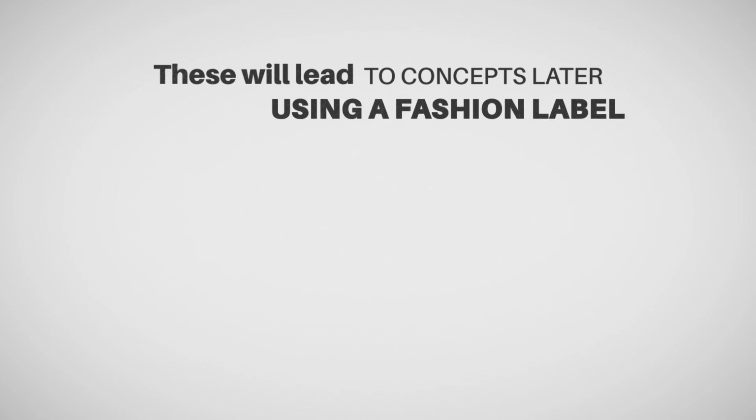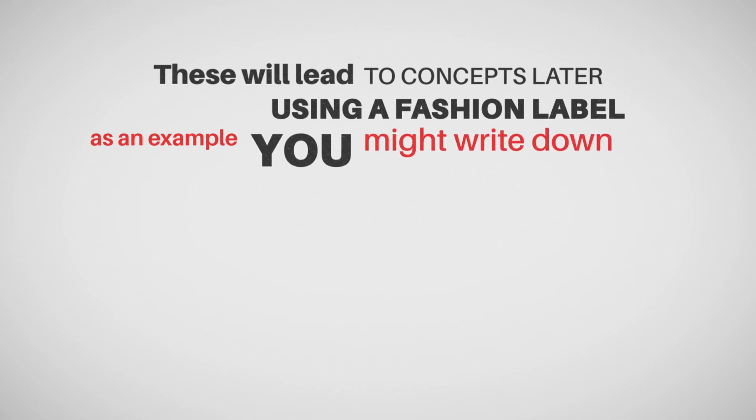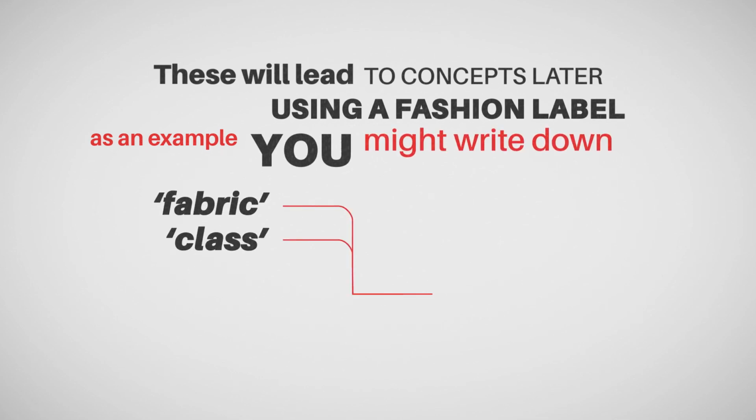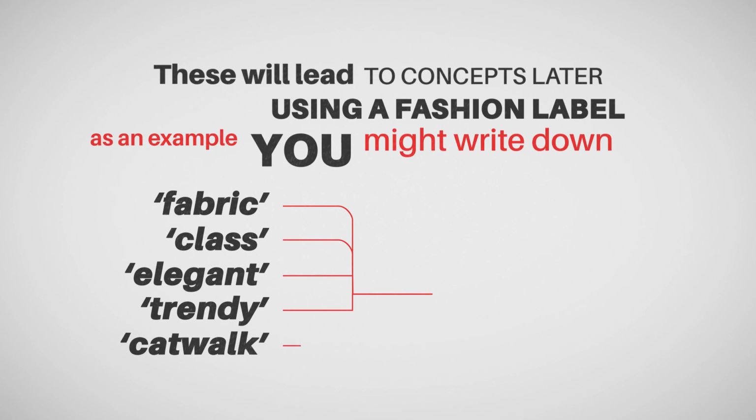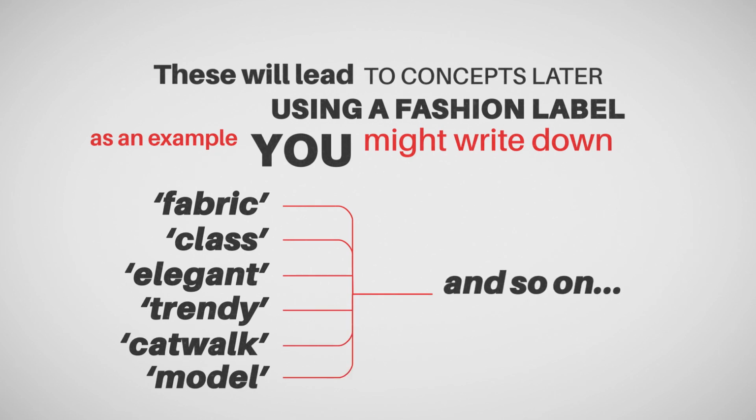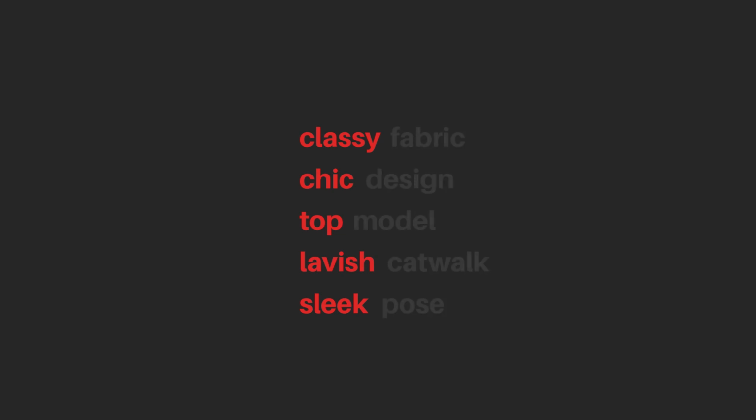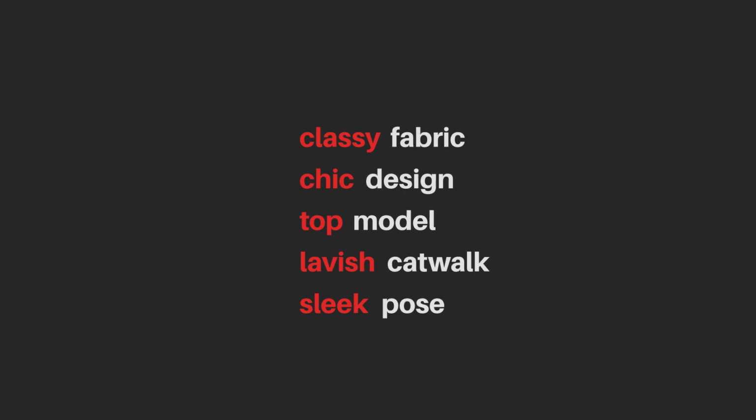Now we can use a fashion label as an example here, because for a fashion business, you might write down things like fabric, class, elegant, trendy, catwalk, model, and so on. You then want to play around with combinations of these adjectives to create a concept, but don't only rely on the combination method. Make some notes on concepts beyond this to really tap into the background of the brand itself.